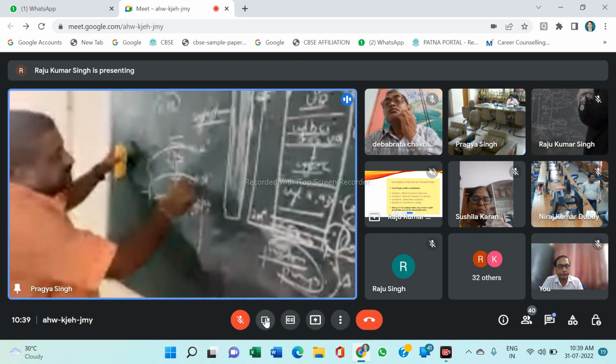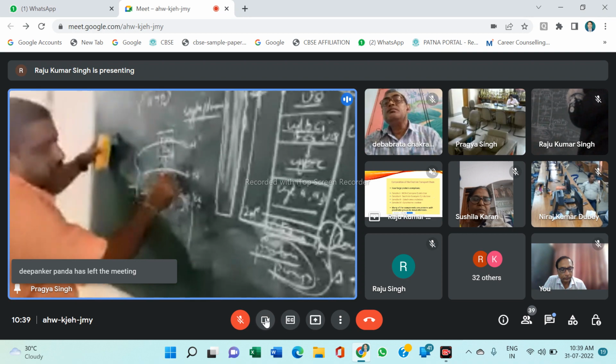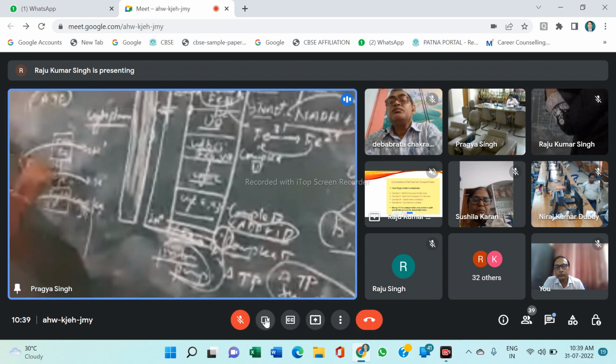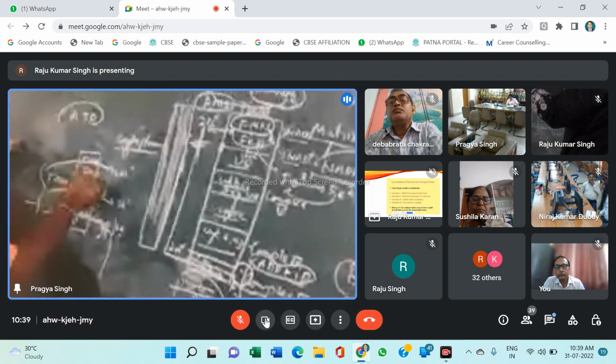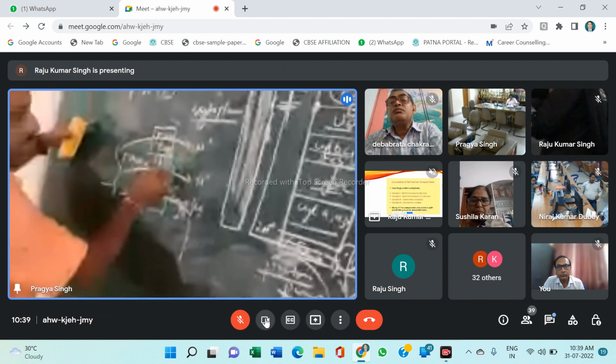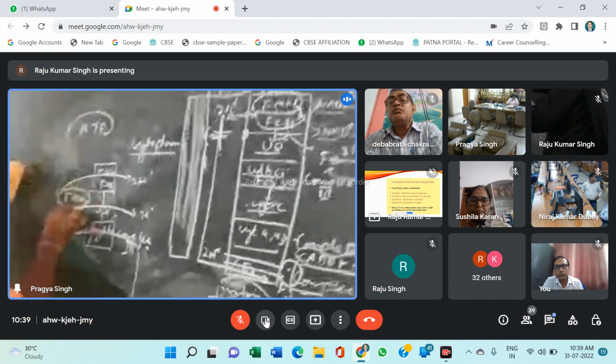And FADH कहाँ पे enter करेगा? इस side पे, ubiquinone वाले जो side, this side FADH2. FADH2 will not be entering into the FeS complex, that is complex 1. It will be entering at this side. Why? Why is the FADH2 entering at this side?